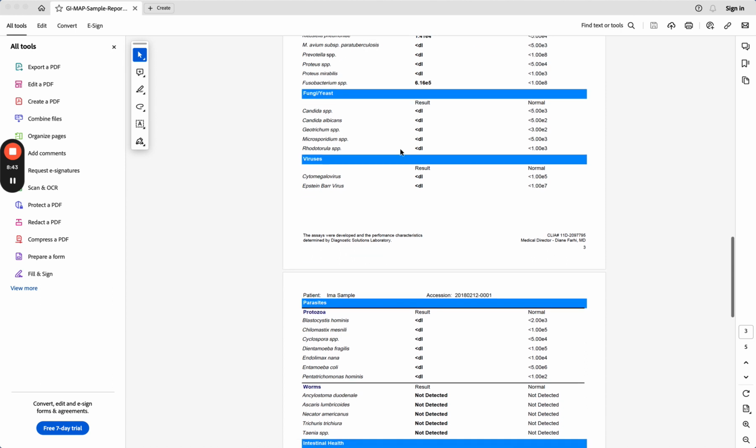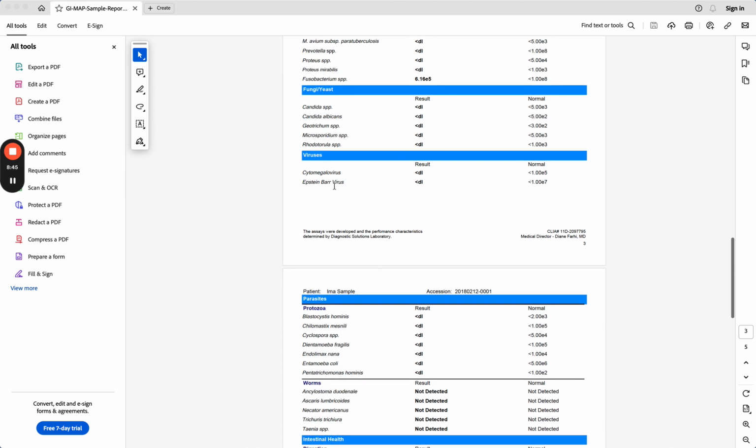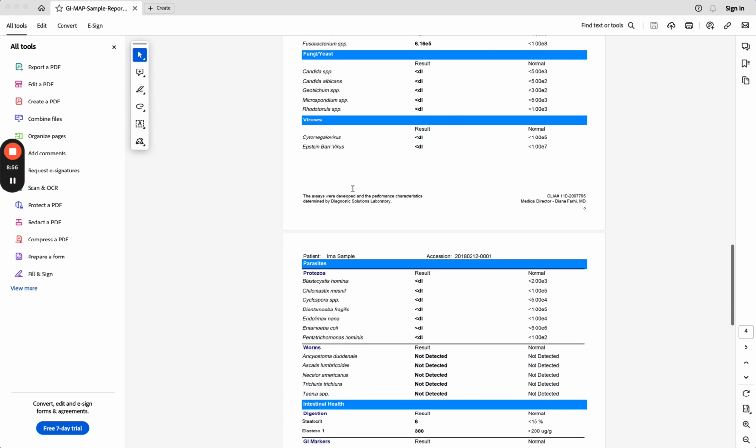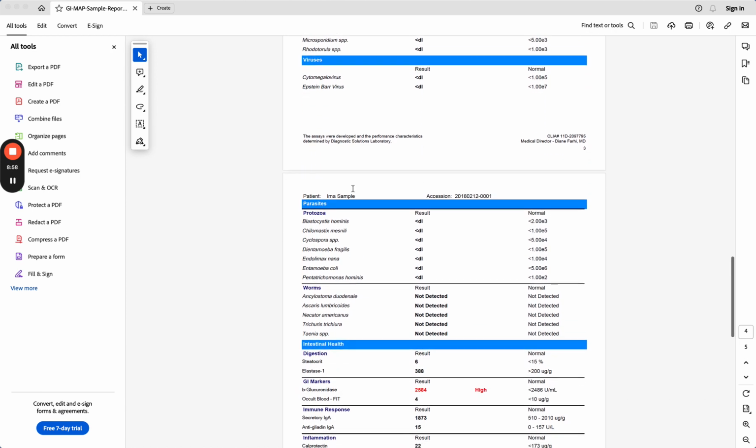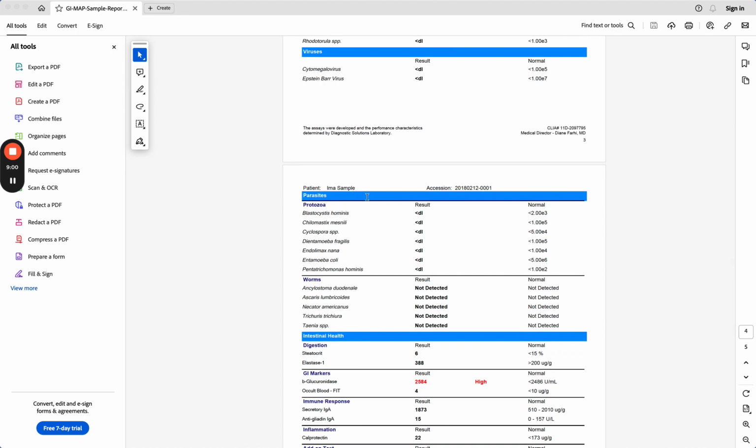This next one is two viruses that may show up when the immune system is really compromised. You may have CMV or EBV show up in the gut, but I honestly have not seen that, and I've ordered this test hundreds of times.